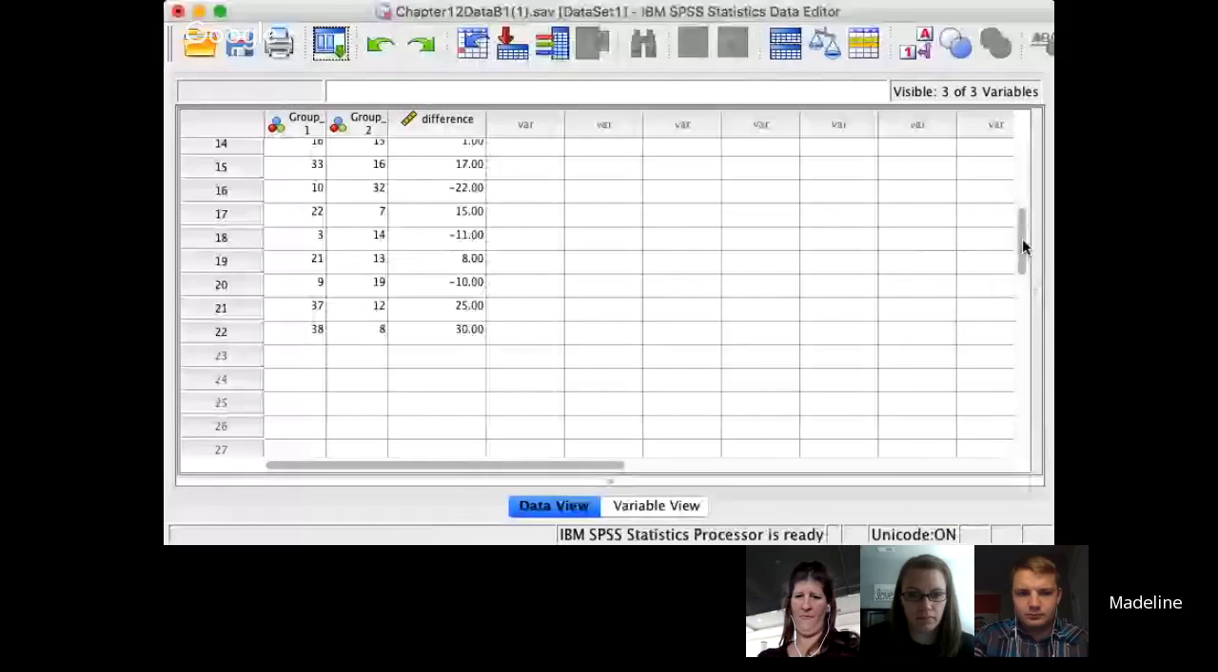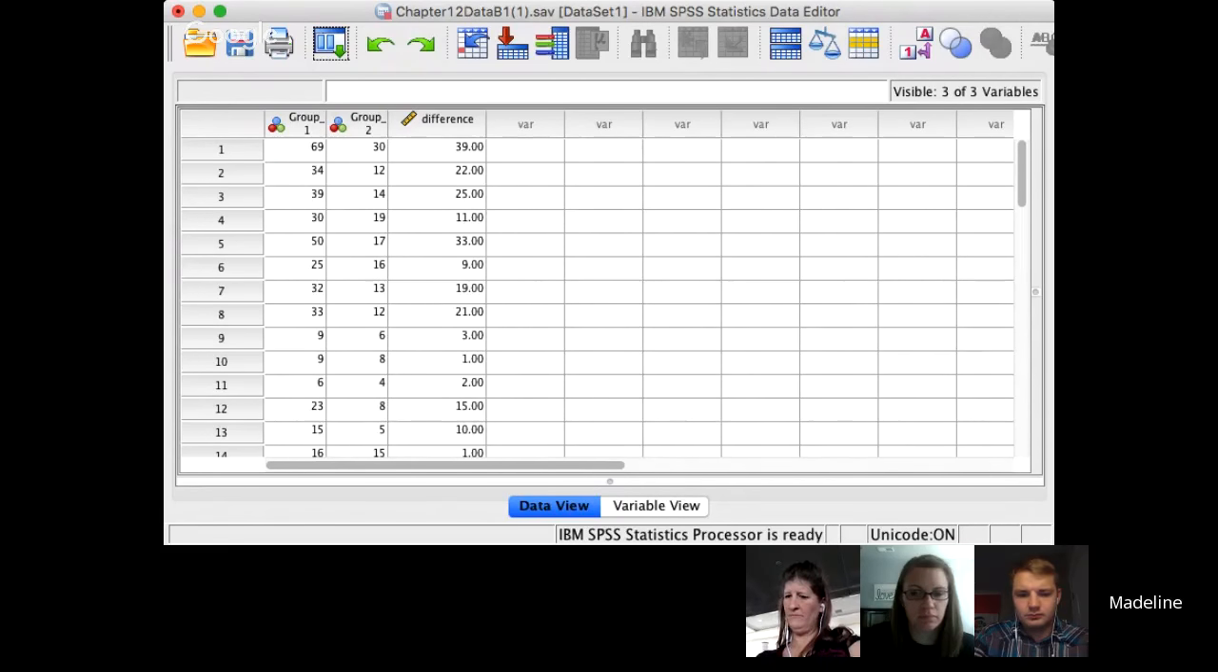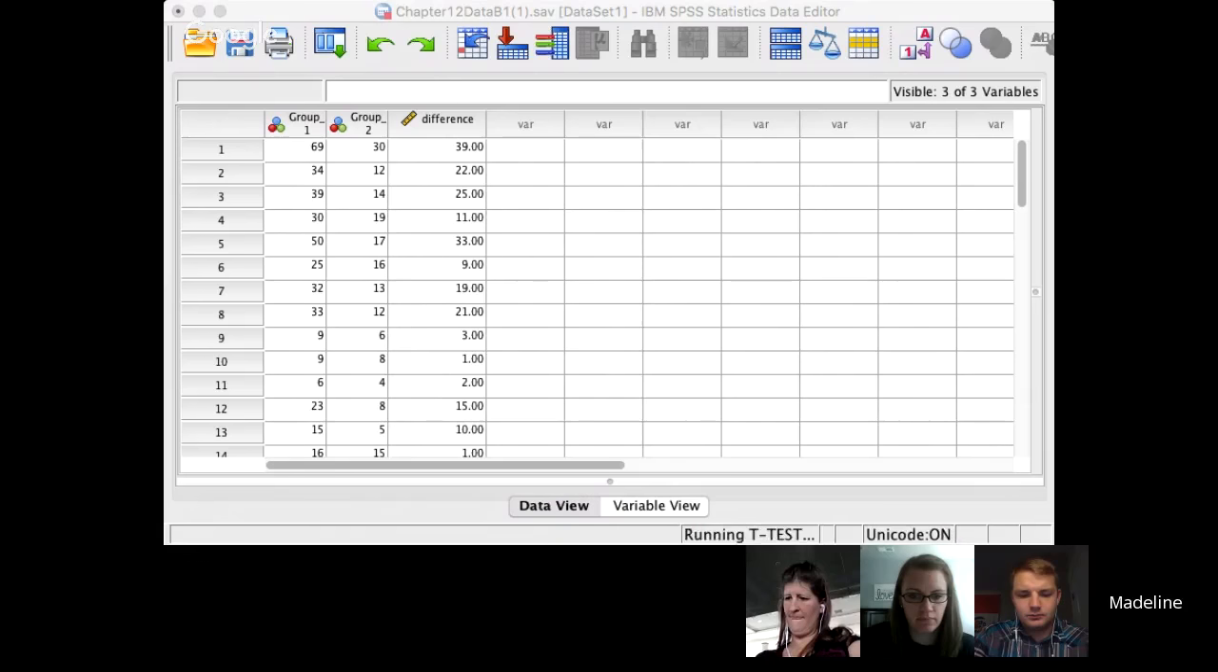Okay, so does that look correct? Yes. Okay, and so now I go to analyze, compare means, one sample t-test, and then just difference, 0, and then okay. And then my T still says, okay, sorry, it's making me switch it.